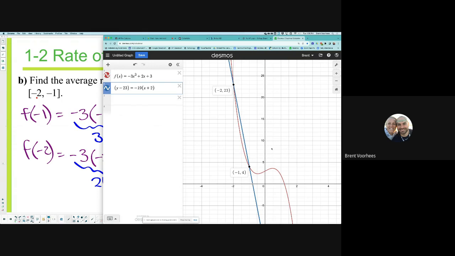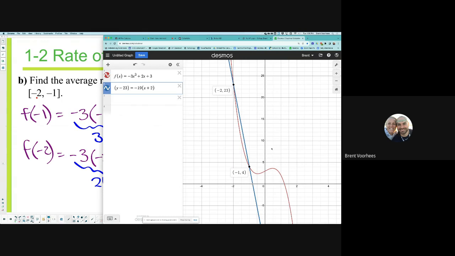Check out the blue line we created. The slope of the blue line is negative 19. That's what we solved for. It is a secant line. So this blue line is a secant line because it's a straight line that goes through the red curve. Now, where is it hitting the red curve? What are the x values? Negative 2 and negative 1. Now, that's where the points we found for.